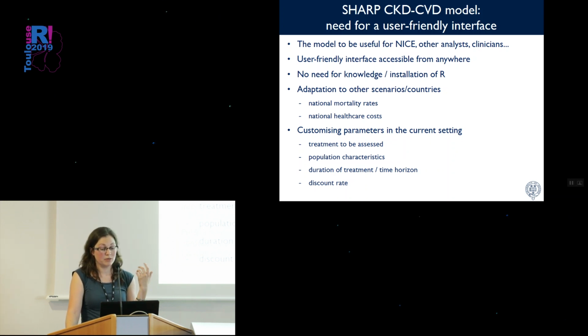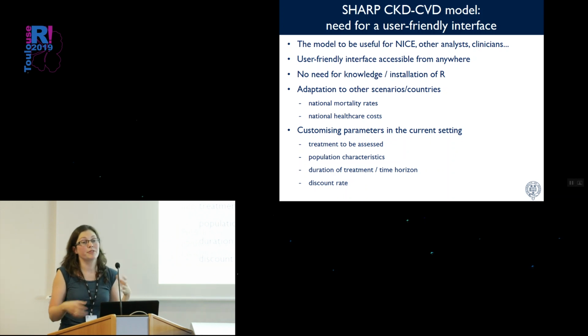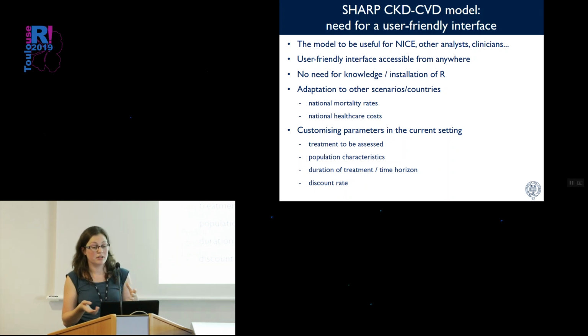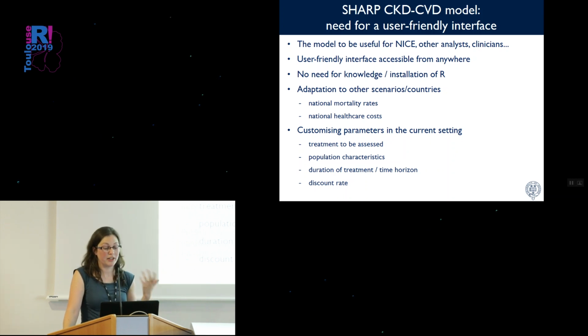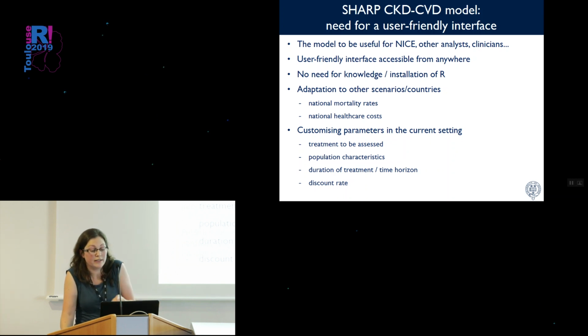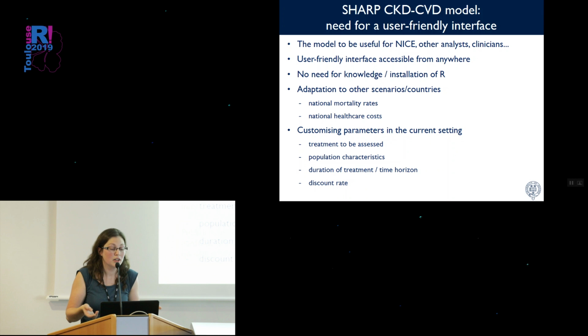So the type of settings you can think of is, for example, you want to look at the projections in a different country. This one had some parameters based on the UK healthcare system, but maybe you want to adapt it to France or to Sweden. And so you may want to change parameters such as national mortality rates or healthcare costs. Or maybe you want to apply it in the UK or another country, but you want to change different parameters. So for example, different treatments. So you want to assess the cost effectiveness of atorvastatin or maybe PCSK9 instead of simvastatin.